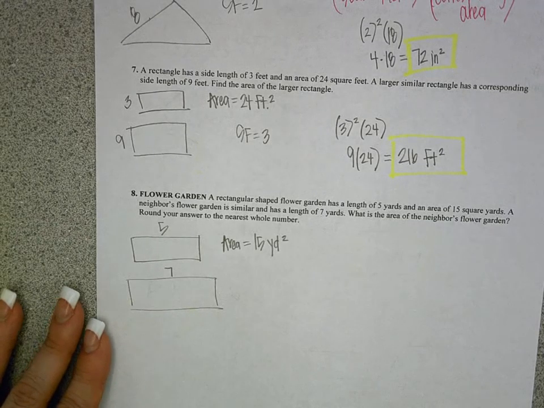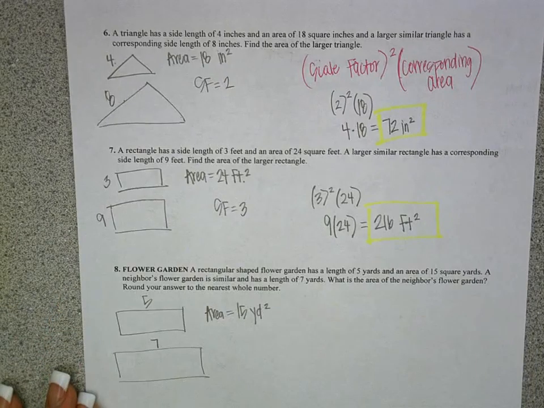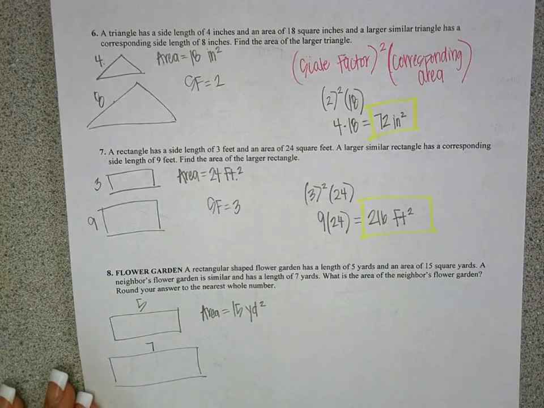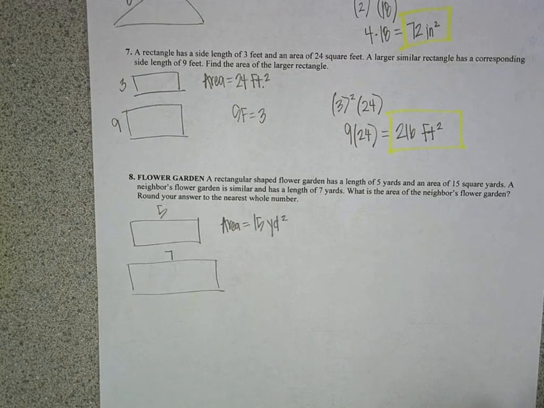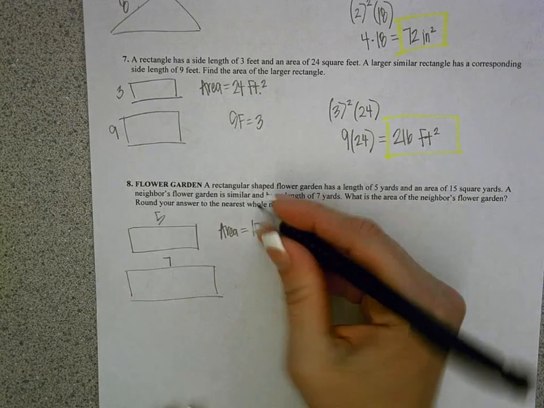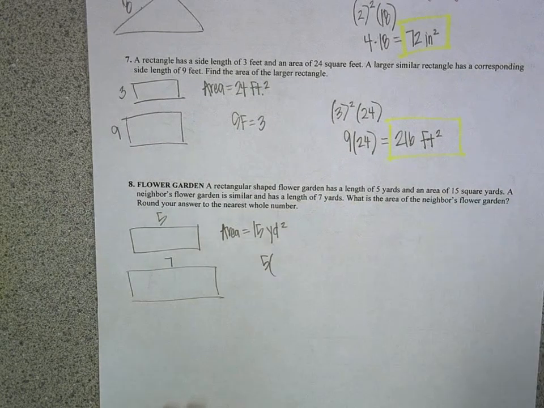So again, we're going to use that same formula: scale factor squared multiplied by the corresponding area. How do you figure out what the scale factor is, though? That's the problem. Try to use the perimeter. Close. The way you figure out the scale factor is literally you would do 5 multiplied by what?